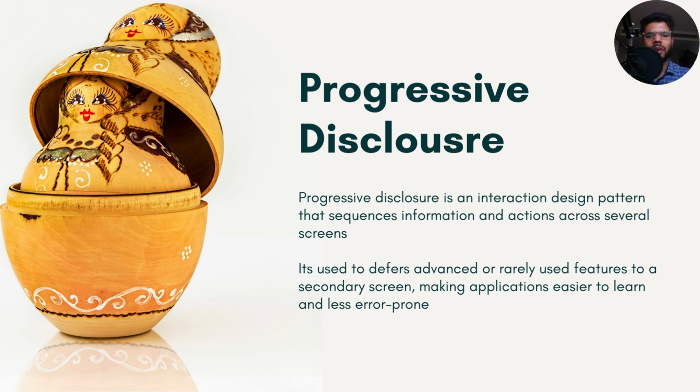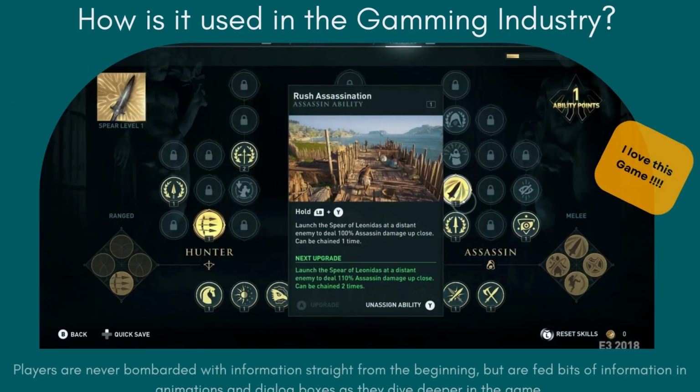In the next slide, let's try to understand how it is used in the gaming industry. And moving on, let's also try to understand why we need progressive disclosure and how it affects our cognitive bias and other factors.